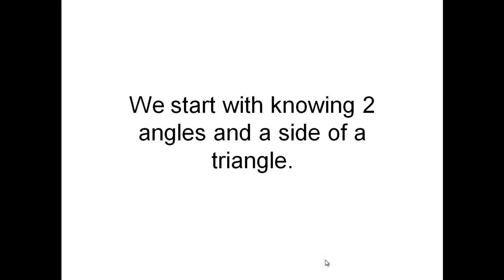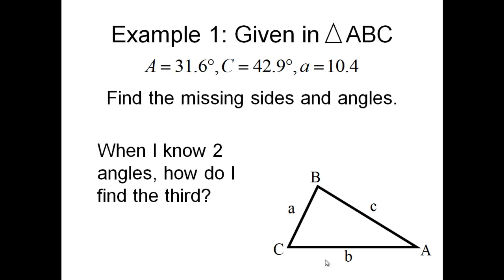So let's actually work through an example. We want to start with knowing two angles and a side of a triangle. So here's our given situation. We know angle A, angle C, and side a. And we want to find the missing sides and angles.